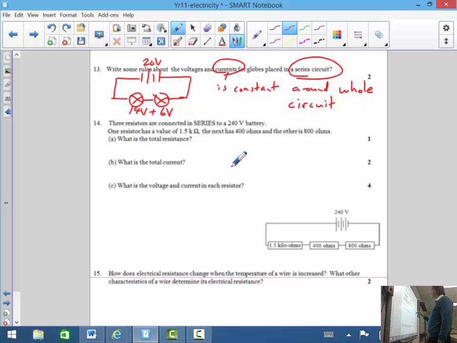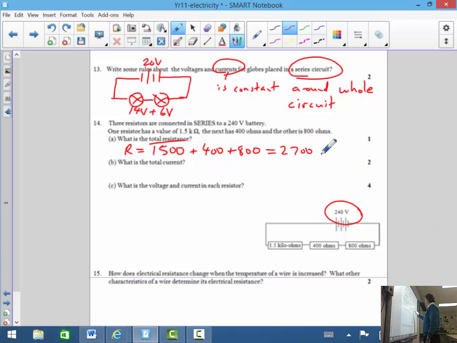Okay. 3 resistors connected in series is shown to this 240 volt battery. So you have 1.5 kilo ohms, 400 ohms, and 800 ohms. So series ones are a lot easier to get the total resistance. You can add them together, but make sure they're all in ohms. So 1.5 kilo ohms is 1,500 ohms. So make sure you convert that there. 400 ohms and 800 ohms. So you look at that there, you've got 12 and 15, 2,700 ohms.